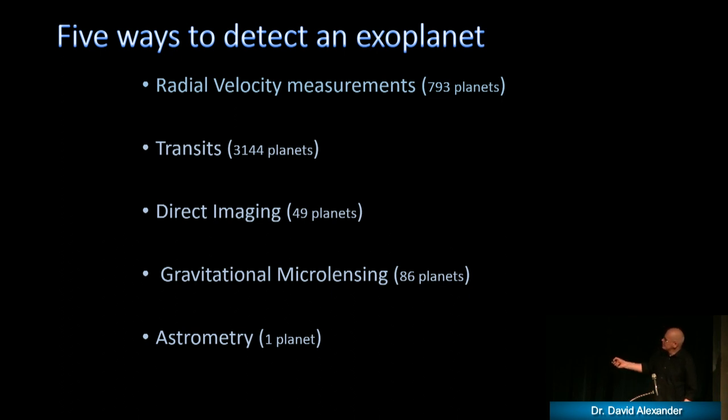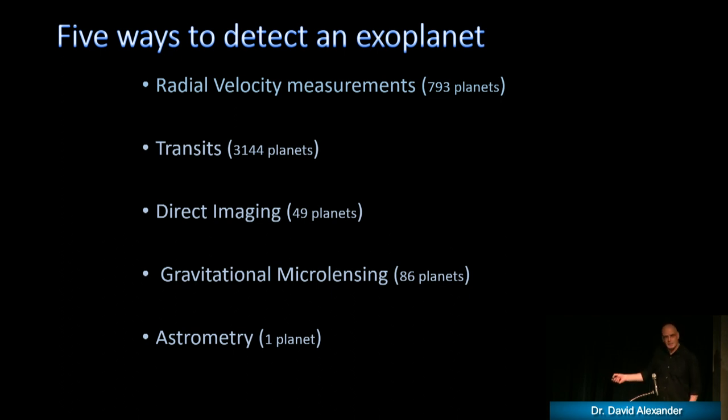You can see the number of planets that have been detected with radial velocity measurements is close to 800. The transits are different. That's the planet going in front of the star and blocking some of the light. There are 3,000. So these two capture almost all of the planets I just mentioned. I updated the first slide, but I forgot to update these numbers, so if people are adding the numbers up in their heads quickly, they won't tally with what I said before.